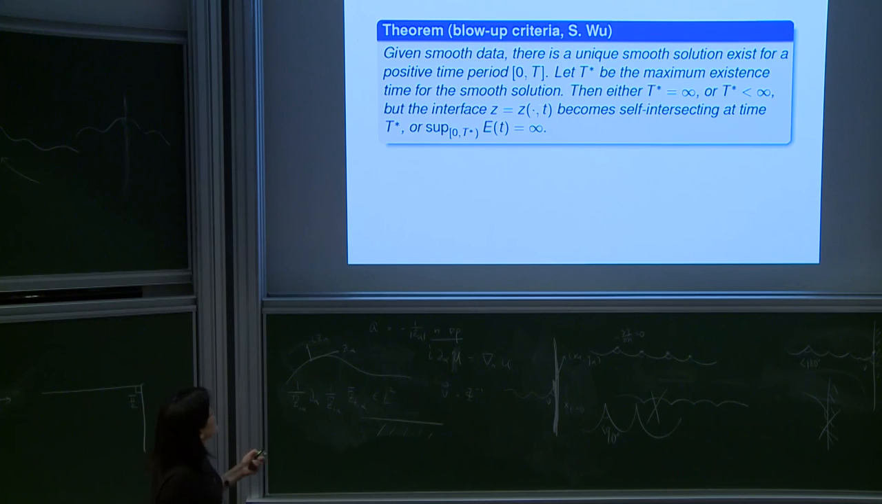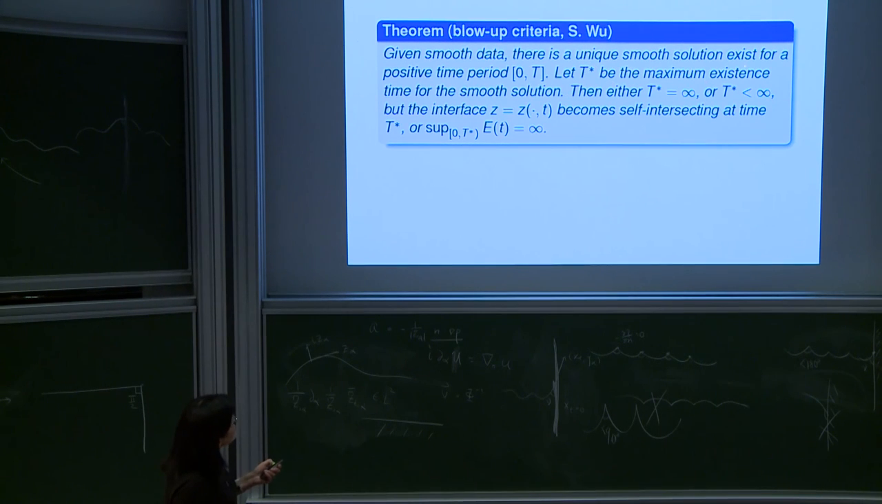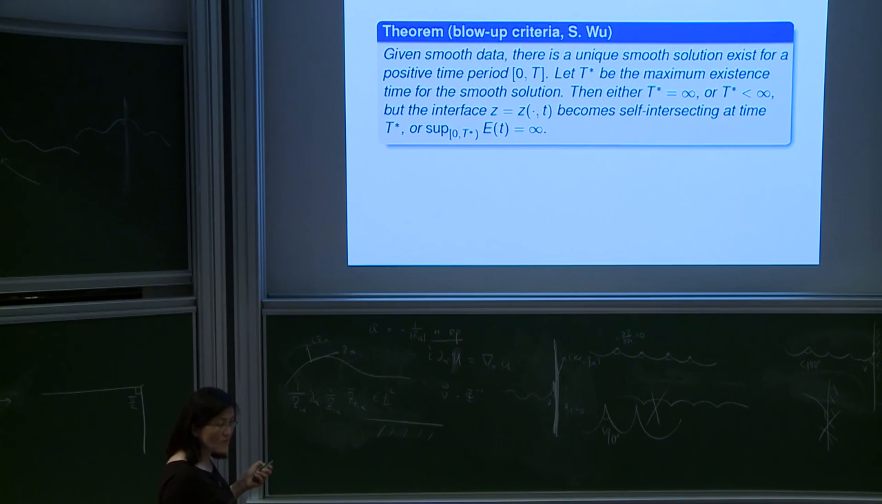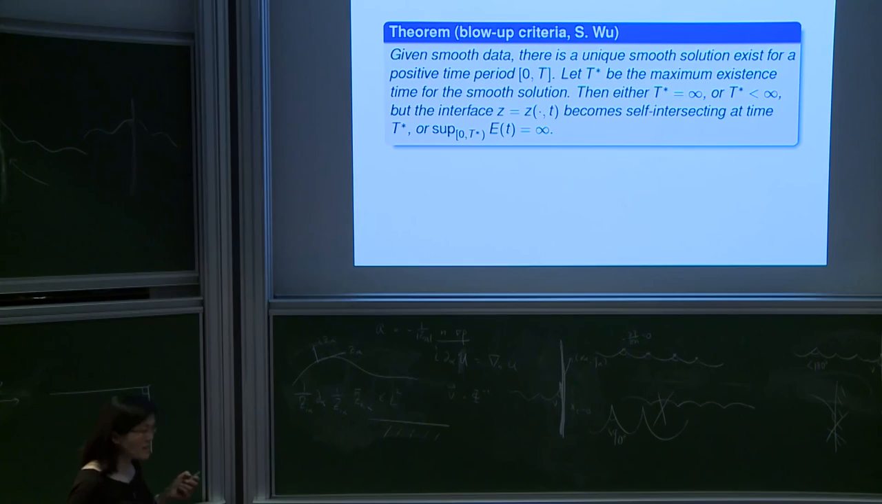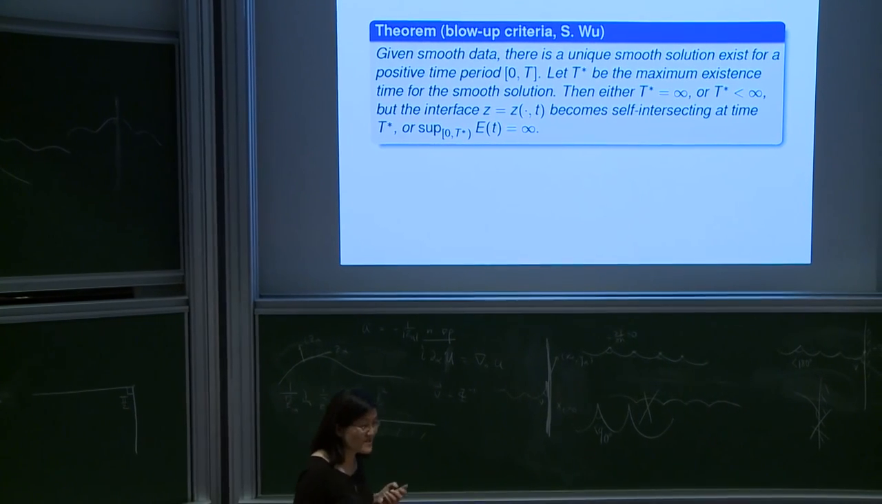Now if we let T star be the maximum existence time, then either it's infinity, and we are all happy, or if it's finite, then this energy has to blow up. So if the singularity happens at a finite time, then this energy blows up. This gives us a blow-up criterion, or in other words, a criterion to find singularities.